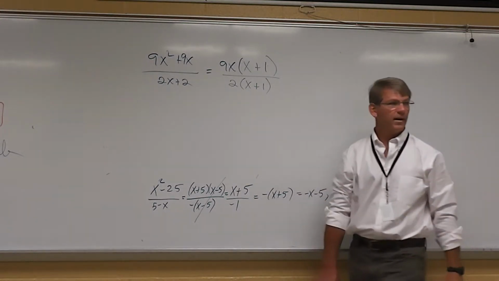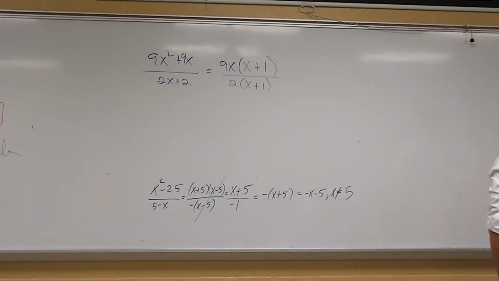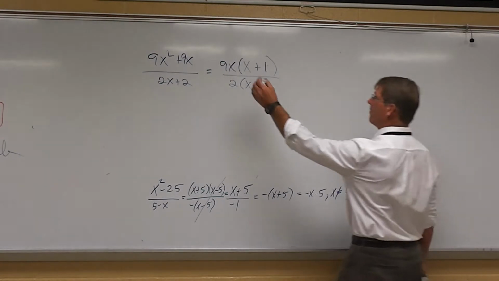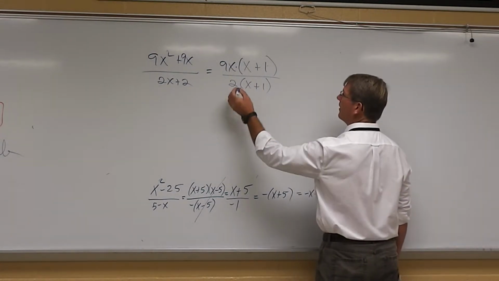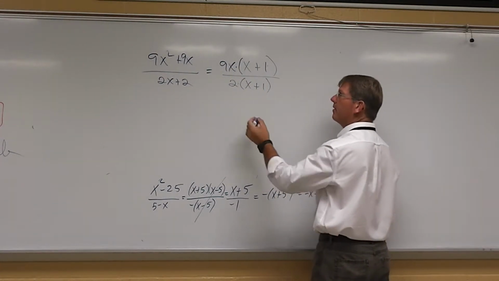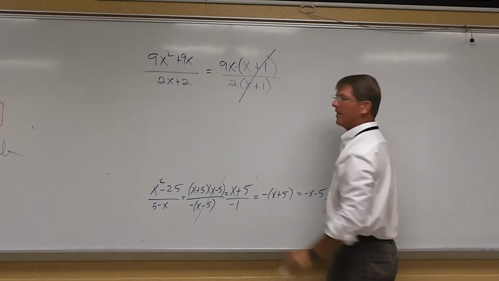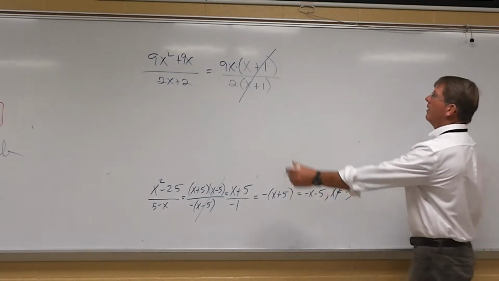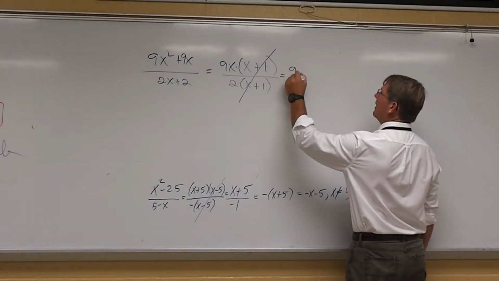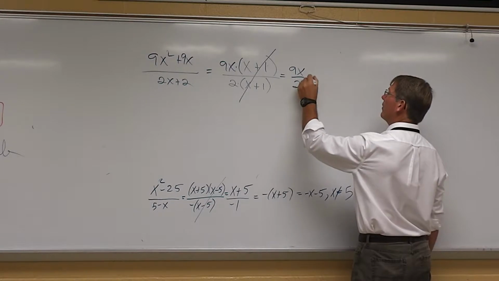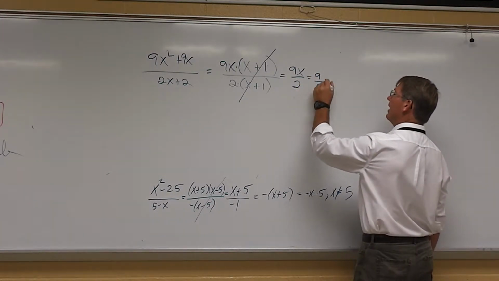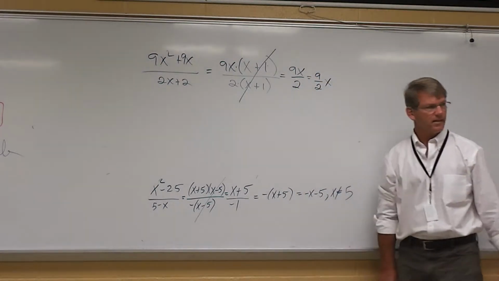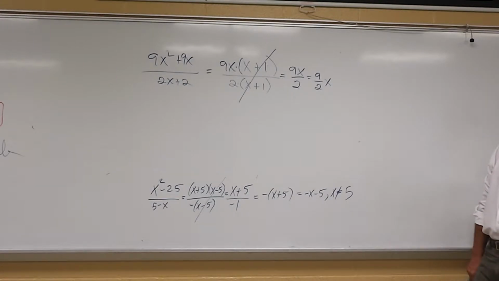And lo and behold, now I have a common factor. Because the x plus 1 is a factor up top, and it's a factor in the bottom, I can use division to cancel multiplication, because they're inverse operations. That's the whole logic of what we're doing. And this simplifies to 9x over 2, or if you want to write it as 9 halves x, you certainly can. That's the same thing.